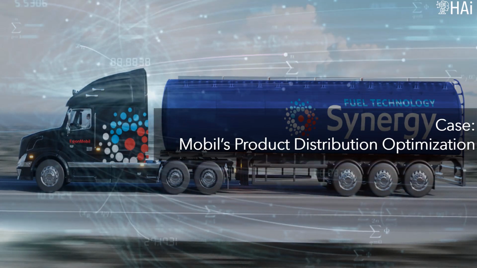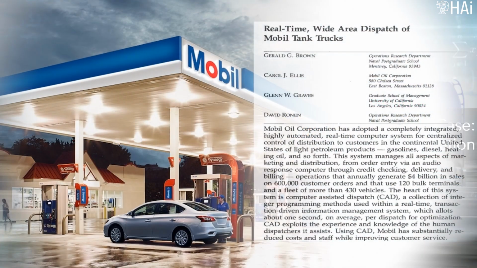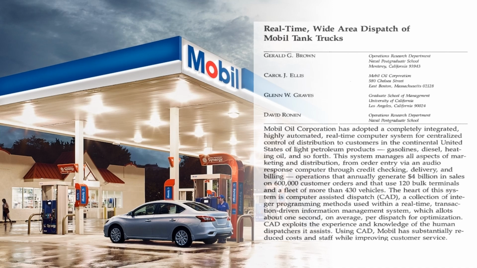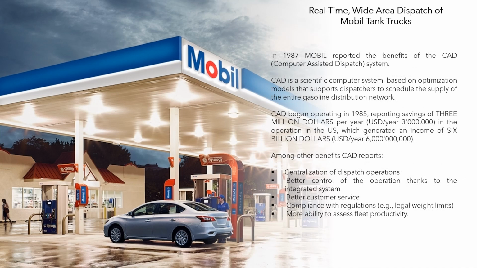Case: Mobil's product distribution optimization. This case is based on the paper Real-time, wide area dispatch of mobile tank trucks. In 1987, Mobil reported the benefits of the computer-assisted dispatch (CAD) system. CAD is a scientific computer system, based on optimization models, that supports dispatchers to schedule the supply of the entire gasoline distribution network. CAD began operating in 1985, reporting savings of $3 million per year in the U.S. operation, which generated an income of $6 billion.